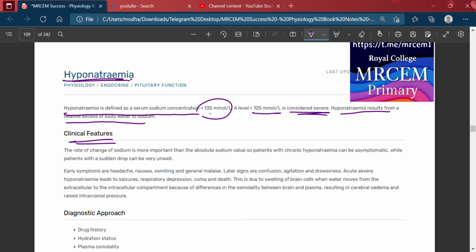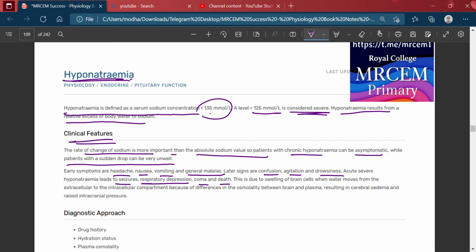Clinical features. The rate of change of sodium is more important than the absolute sodium value. A patient with chronic hyponatremia can be asymptomatic, while a patient with a sudden drop can be very unwell. Early symptoms are headache, nausea, vomiting, and general malaise. Later signs are confusion, agitation, and drowsiness. Acute severe hyponatremia leads to seizure, respiratory depression, coma, and death.